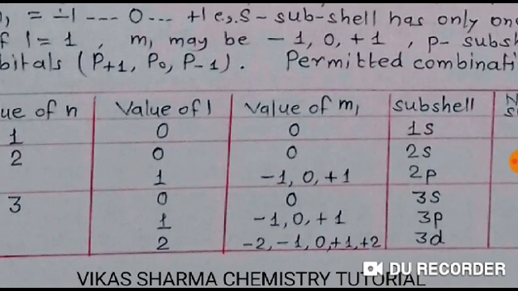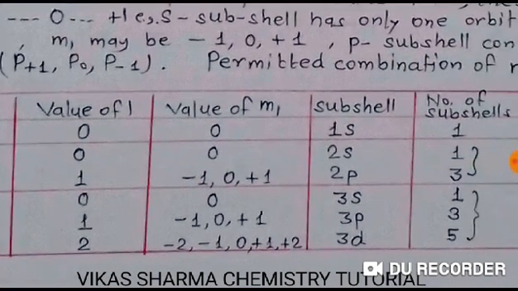For l = 1, ml means -1, 0, +1. For l = 2, ml means -2, -1, 0, +1 and +2. l = 0 means s, l = 1 means p. So they are 3s, 3p, and 3d.